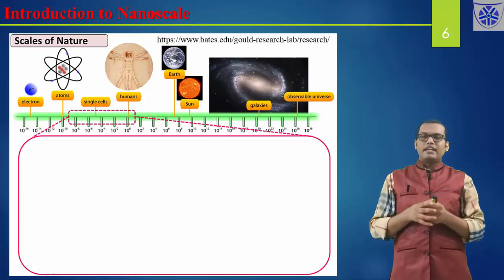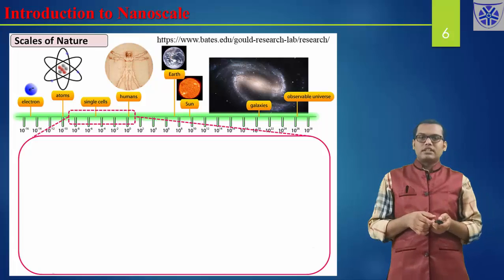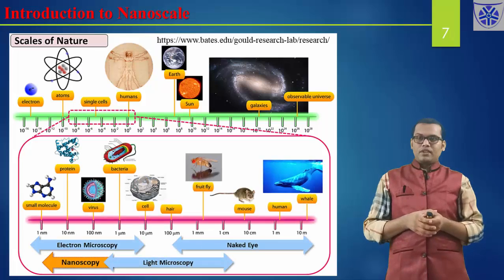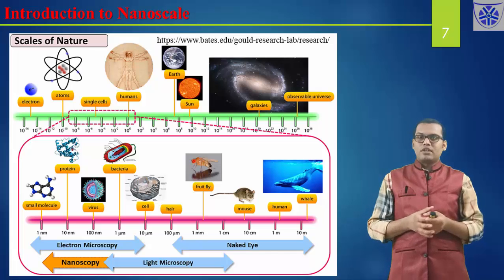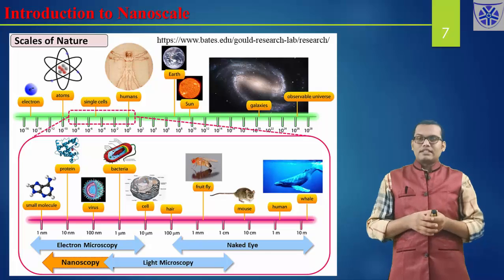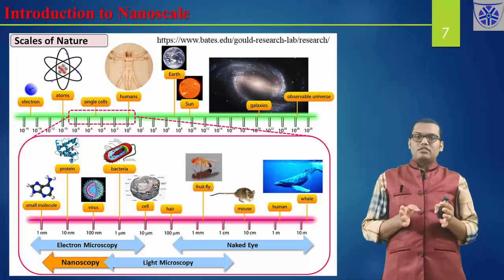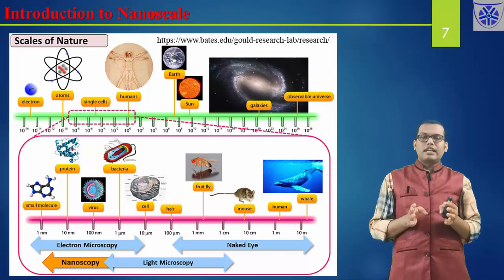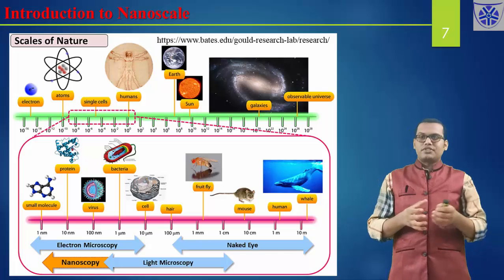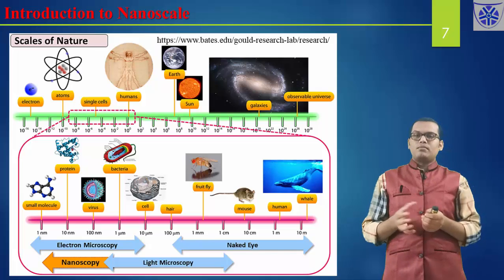Now I have specifically highlighted the red portion. I am going to talk about those portions and give some examples, for example whale, then rat, human being, fruit fly, and hair. Up to here, human hair is 100 micrometer. Those are the things you can see with the naked eye. Now if you go beyond that, there are cell, bacteria, virus, then DNA and some small molecules.